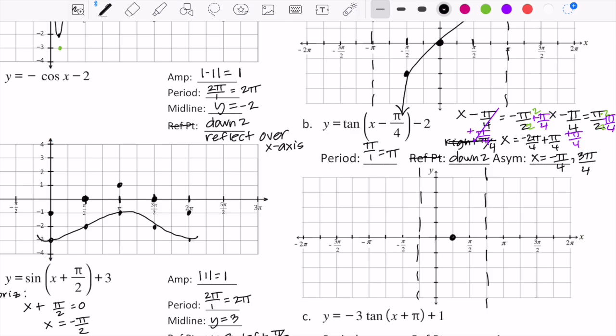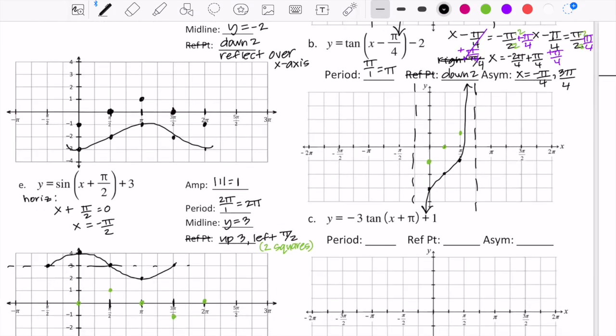Okay, our pseudo amplitude is 1 here, and so the points that we would graph are here and here and here, but we have to move everything down 2. And there's our graph for that tangent.